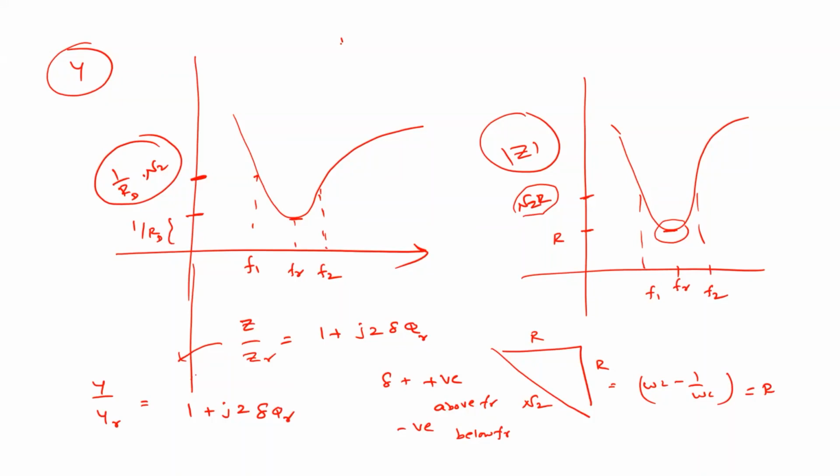So now tell me what is I by IR? Can anyone tell what is I by IR? 1 plus J 2 delta QR. In case of a normal circuit, what is I by IR? It will be 1 upon 1 plus J 2 delta QR, right?